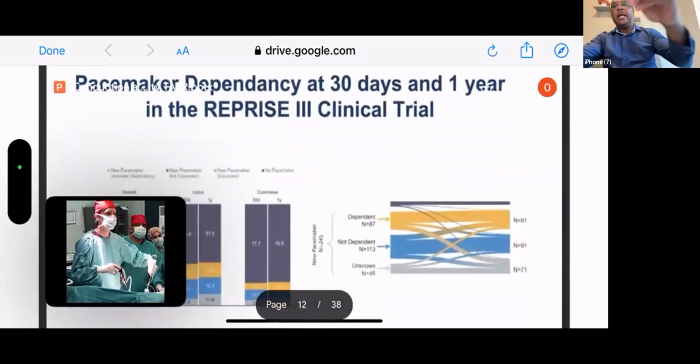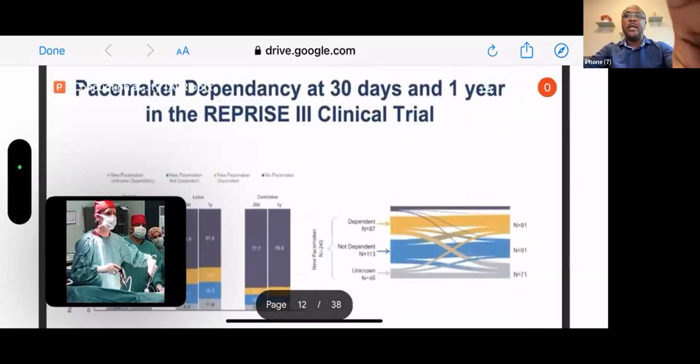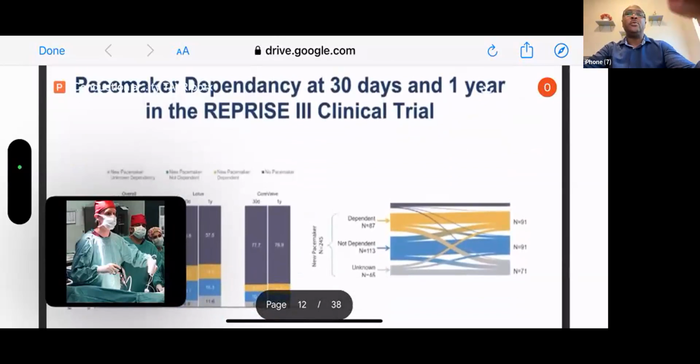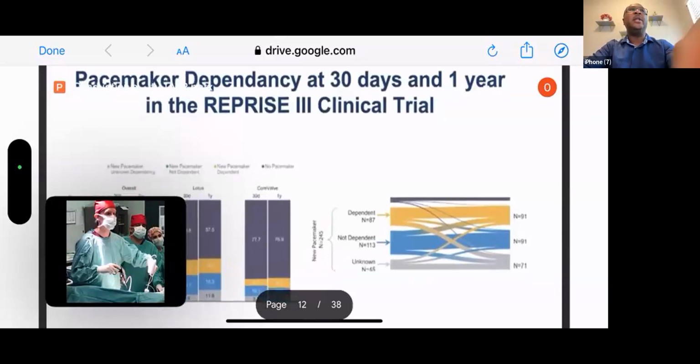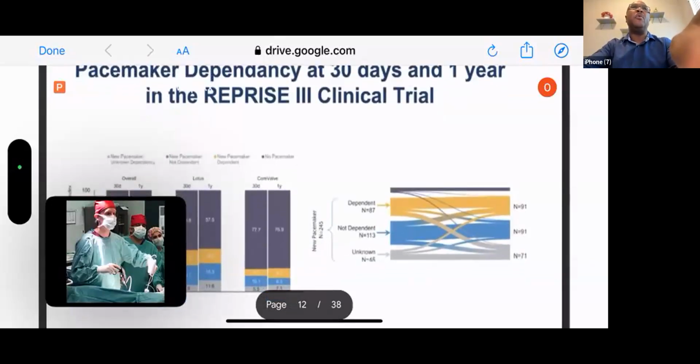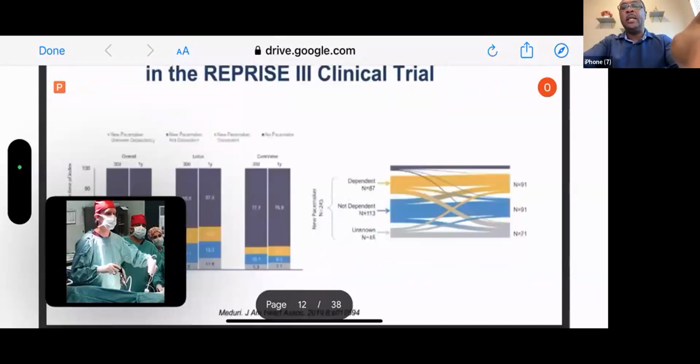So the PRICE 3 clinical trial was looked into because some of those patients that we know that got permanent pacemaker, we wanted to look at how many of those patients were eventually pacemaker dependent. And you will see from this slide that when you look at 30 days as opposed to 1 year, there's a decrease in number of patients who are pacemaker dependent. So meaning that some of those patients who really got the pacemaker may not eventually need the pacemaker.